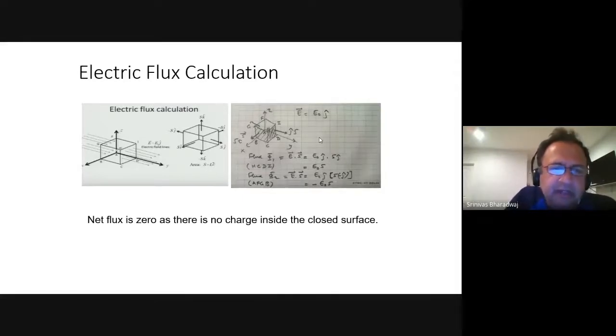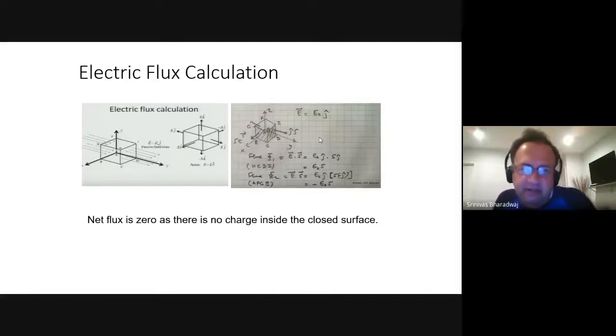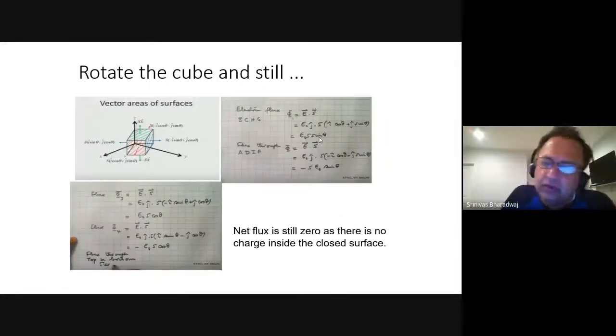FIHG, right? ABCD, right? Then GHCB, FIDA, right? All those four surfaces will have E dot dA being 0 because E and S are perpendicular to each other. All right. So, and these two, they cancel out. So, Gauss's law states that because there is no charge inside the cube, the net flux on that closed surface will be 0 because it contains no enclosed charge.